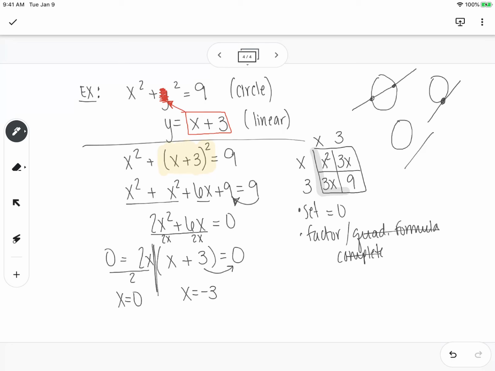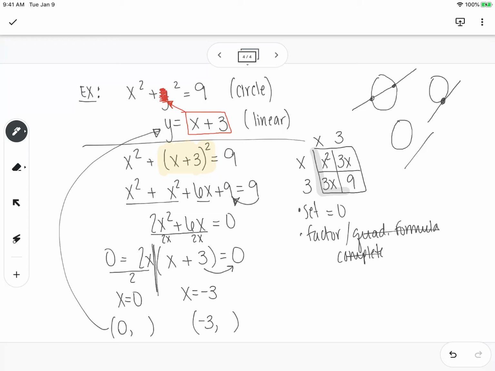Remember, you're not done. You're using substitution, so you have an ordered pair of 0, because that's my x value. I don't know my y. And my other ordered pair is -3, comma, I don't know yet. I got to find it. How do I find it? That's right. You got to plug your answers into the boxed equation.